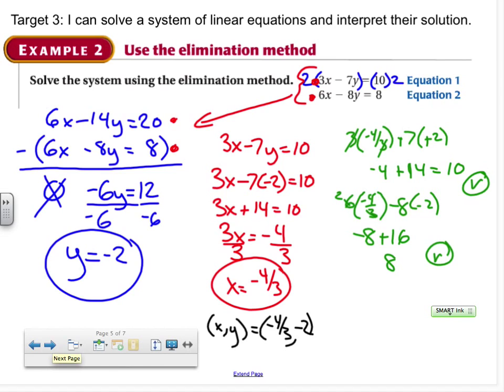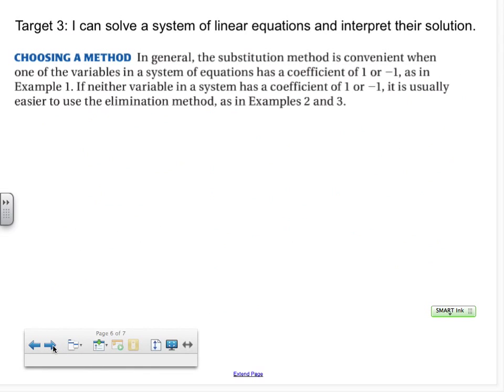Now, sometimes when you're working, you're not going to be told what method to use. So you need to be able to look at a system and say, okay, in this case, it's probably better to use substitution, and in this case, it's probably better to use elimination. Well, what you want to do is you want to look.